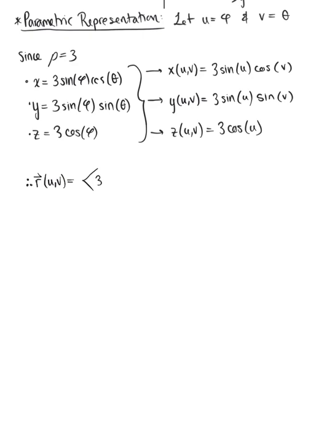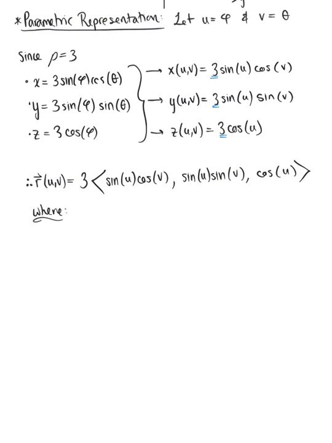Actually, notice here we've got a common 3 in each one of these components. So for simplicity in computation, let's pull that 3 out in front. So we have 3 multiplied by the vector with components sine of u cosine of v, sine of u sine of v, and last but not least, cosine of u. And this is where, since u is representing phi, u is greater than or equal to 0, less than or equal to pi over 2, and since v is representing theta, v is greater than or equal to 0, less than or equal to 2 pi. And so here is our parametric representation for our hemisphere.